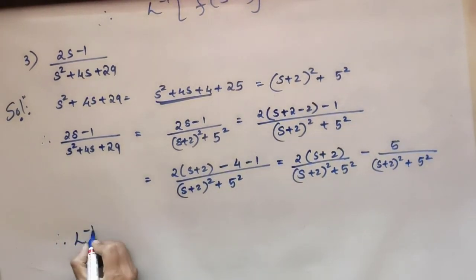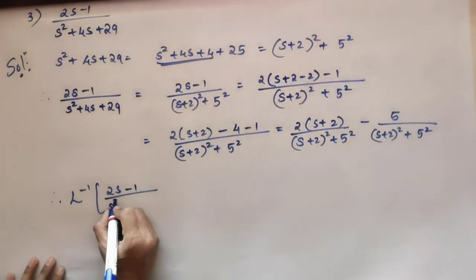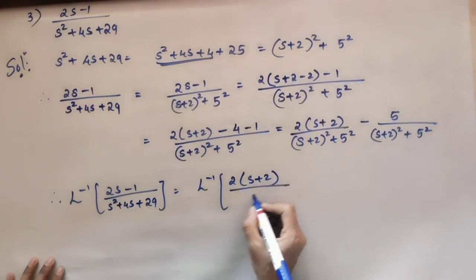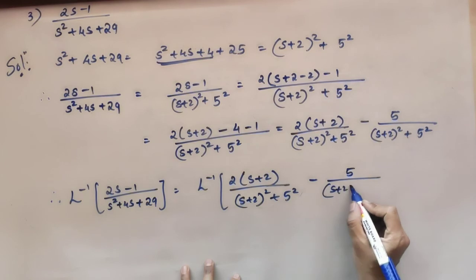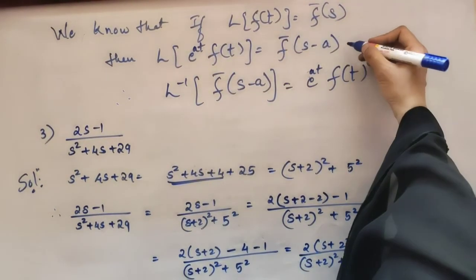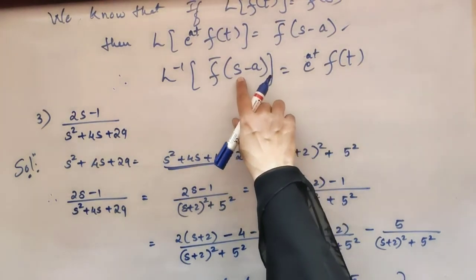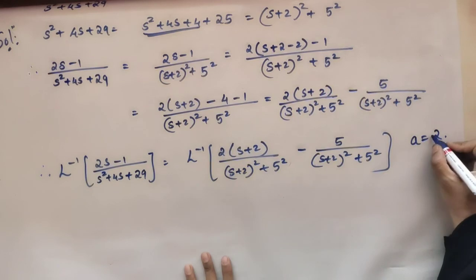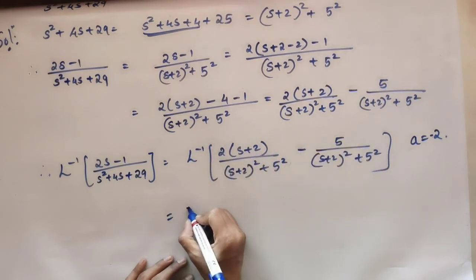Now we will take L inverse. 2s minus 1 divided by s square plus 4s plus 29 is equal to L inverse of 2 times s plus 2 divided by s plus 2 whole square plus 5 square, minus 5 divided by s plus 2 whole square plus 5 square. Now everywhere in place of s I have got s plus 2. By again using the same property which I have been repeatedly telling you, we are going to multiply it by e to the power at. In place of s minus a, you have got s plus 2. So definitely the value for a is minus 2.